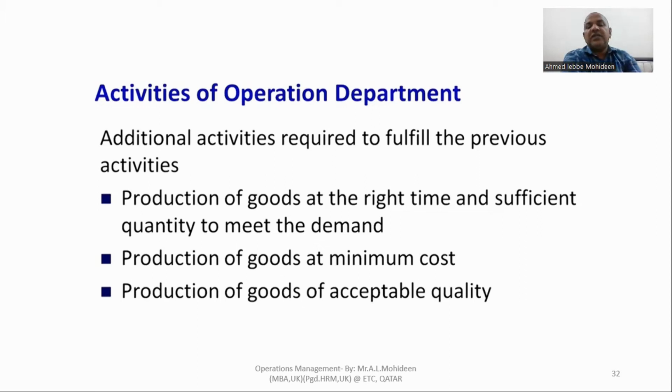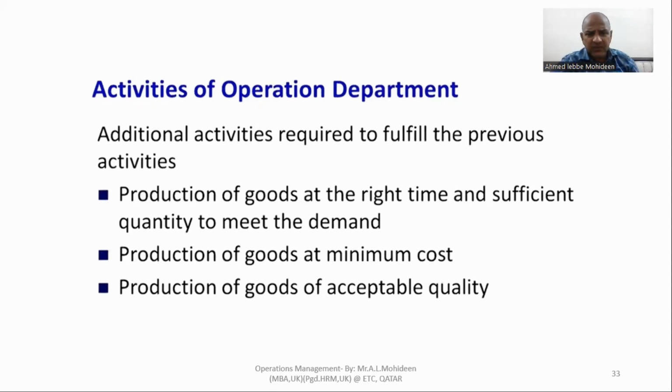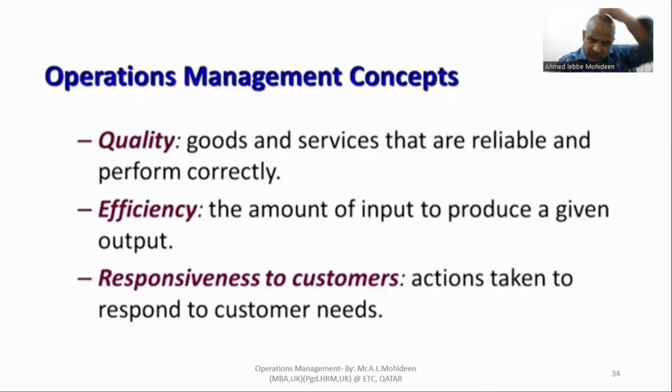And the production of the goods at the minimum cost. When you make the shirts, they should be good quality-wise, with accepted quality. At the same time, you have to think about the cost. It should be minimum cost. That's why the operation manager is always focusing on cost. The waste should be minimum, and the quality should be acceptable. Okay, clear?